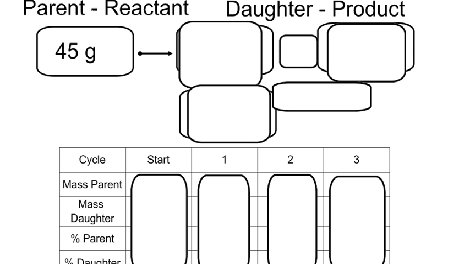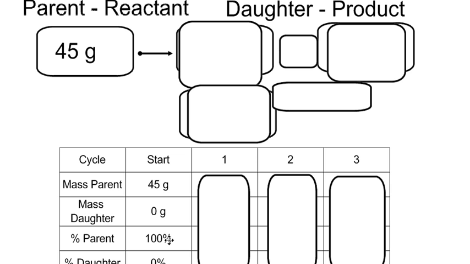Now, in these problems or scenarios, the parent is what is known as the starter or the reactant. The daughter is the product. Let's say I had 45 grams of parent. At the start, I'd have no daughter. I'd have 100% parent and 0% daughter.